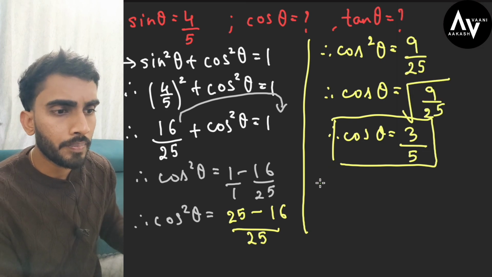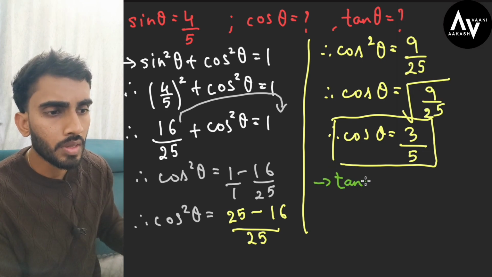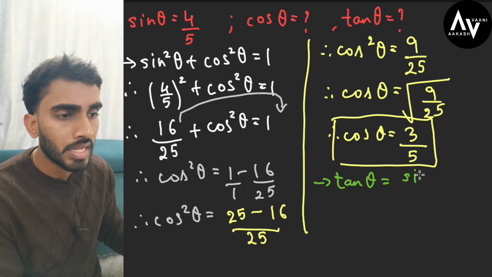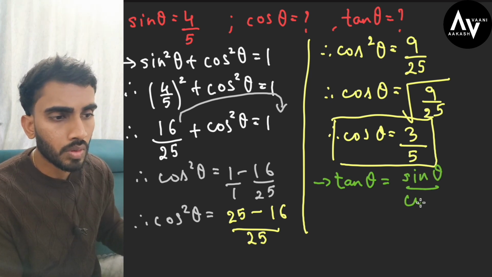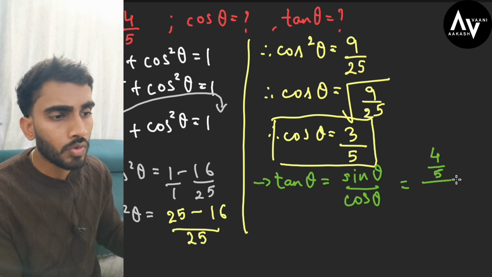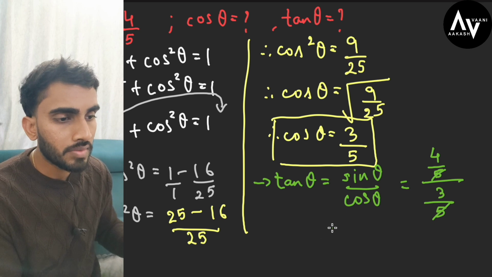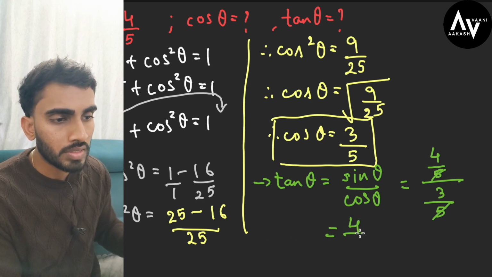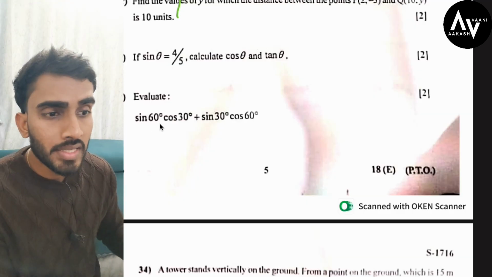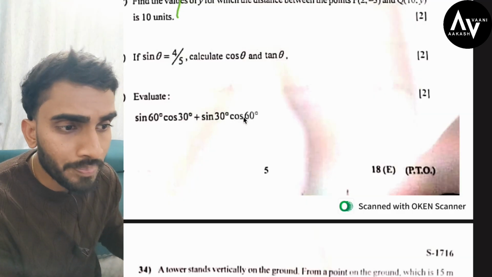So for tan theta, by using sine theta and cos theta we can find out tan theta, because tan theta is sine theta upon cos theta. Now the value of sine we were given in the question, which is 4 by 5, and the value of cos theta we got here as 3 by 5. So both 5 will get cancelled, and as a result we will get 4 upon 3 as the value of tan theta.